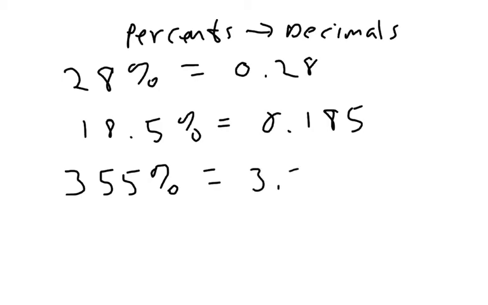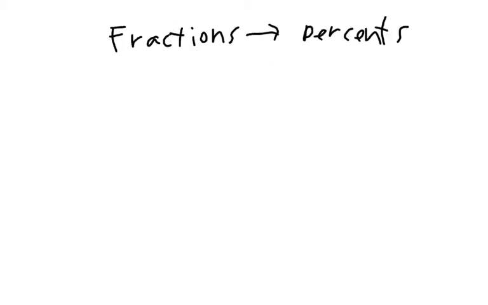Should put it right here, 3.55. And remember that 1, or 100%, is 1, and 1 is 100%. So this makes sense that 355% would be 3.55. So that's how you can move a percent to a decimal: divide by 100, and drop the percent sign.